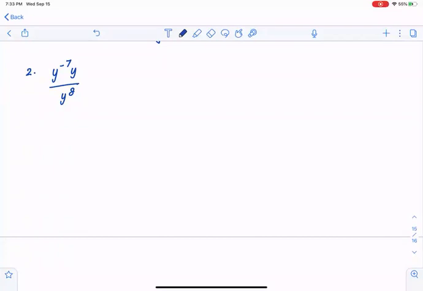So we want to write it in positive exponents after simplifying. A couple of ways to do it. So first, I'll take care of the numerator. Those two are identical and we are multiplying. So y raised to negative 7 plus 1, adding the powers because we are multiplying, divided by y raised to 8. Negative 7 plus 1 is negative 6, divided by y raised to 8.